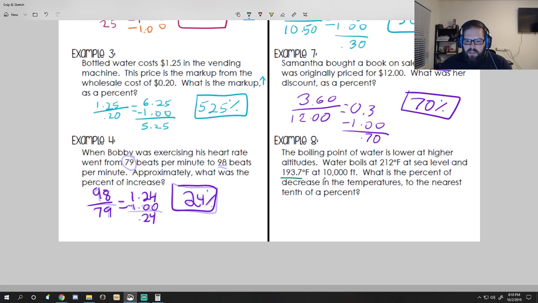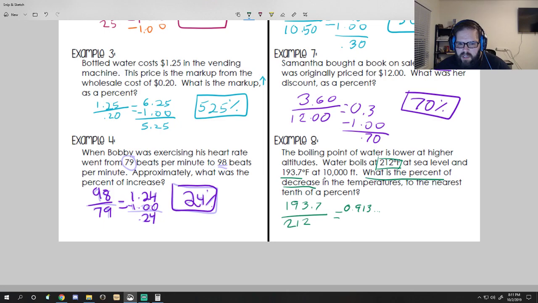So what is the percent of the decrease? We're looking at the decrease, which is 193.7 over the original, which is 212. If we put this in the calculator, because I'm going to be honest with you, I cannot figure that out on my own. I could do long division, but since I'm allowed to use a calculator, I'm going to. 193.7 divided by 212 is going to give me this very elaborate and long number. It's going to be 0.913 and a bunch of other numbers.